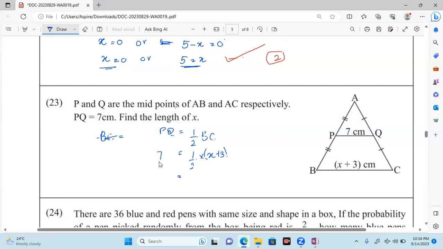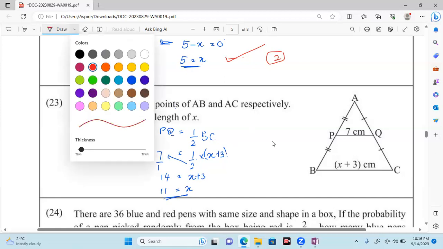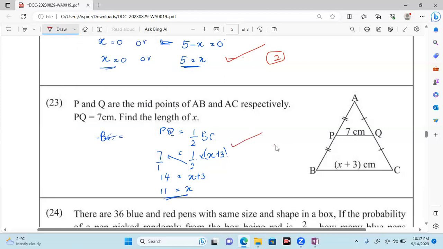Now what you have to do is, it is better to do the cross multiplication. 2 into 7 is 14 equals x plus 3. Then to find x, you can subtract 3 from the left-hand side. The answer we obtain is x equals 3. It's 2 marks.